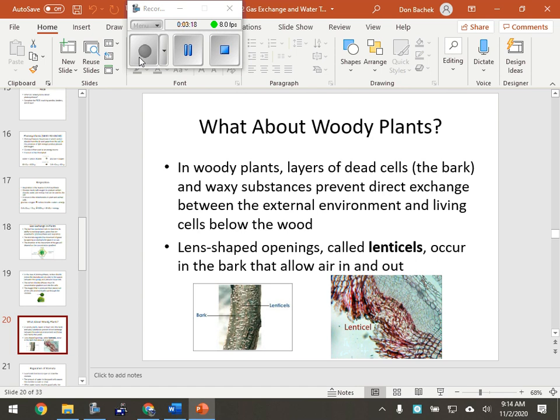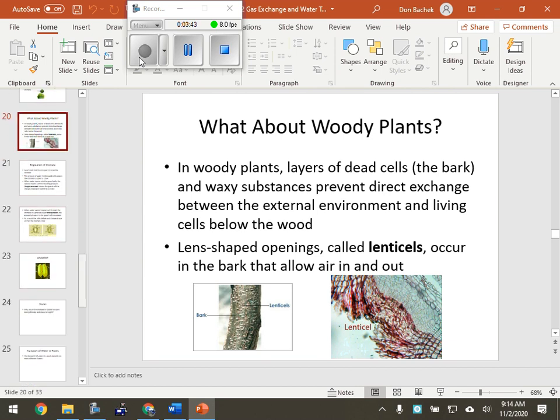What about woody plants? In woody plants, layers of dead cells, the bark, and waxy substances prevent direct exchange between the external environment and living cells below the wood. Lens-shaped openings called lenticels occur in the bark that allow air in and out. Okay. I don't think we really need to worry about this too much, but it's just a little extra piece of information for you there. Okay. All right. Good.